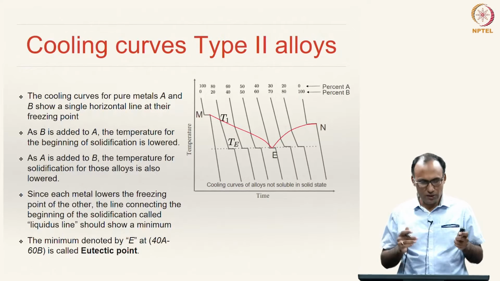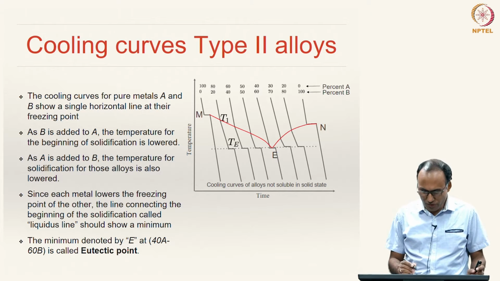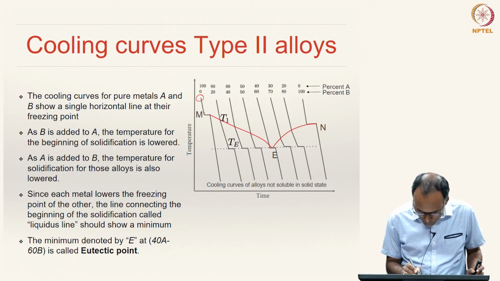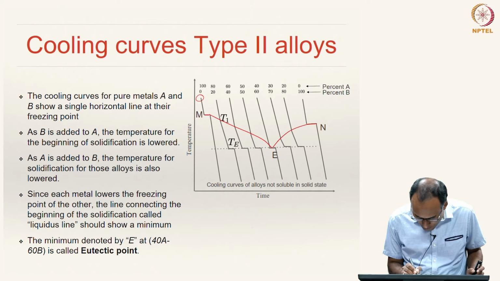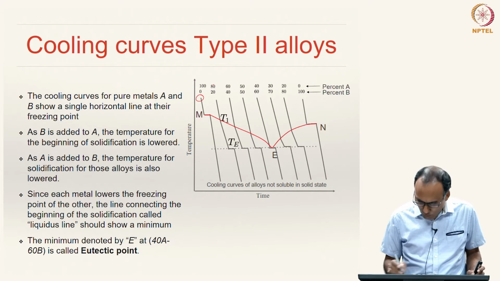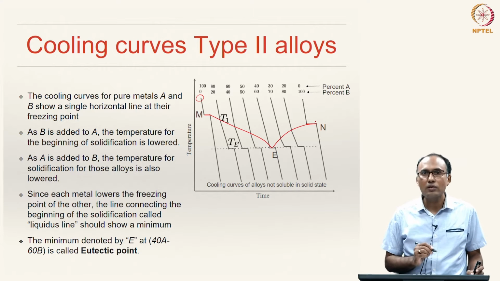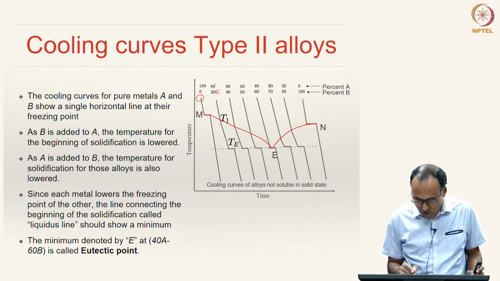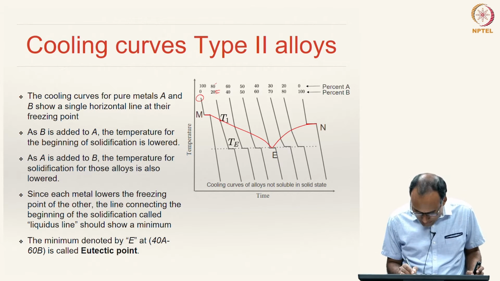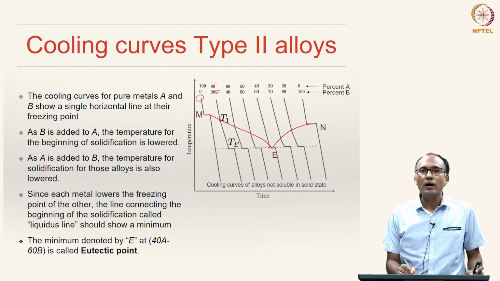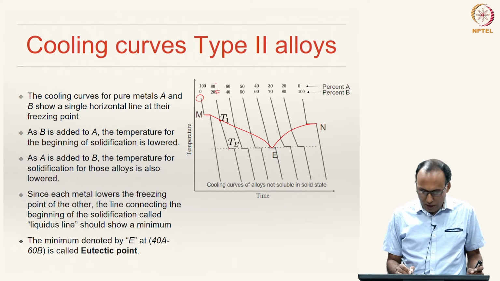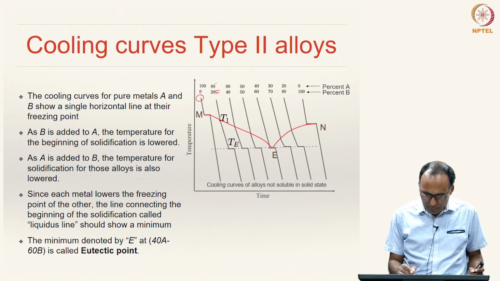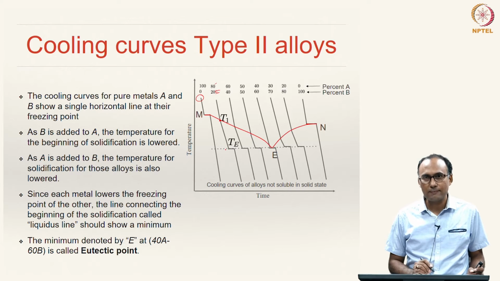Let us look at the cooling curves. Let us say this is pure A, and pure A solidifies at temperature M, and pure B solidifies at N. Now when you add B to A, say 80 A 20 B, according to Raoult's law the freezing point has to go down. That is why the freezing point has gone down, but it will not solidify at constant temperature, because you have a liquid solution, and hence it will solidify over a range of temperatures.